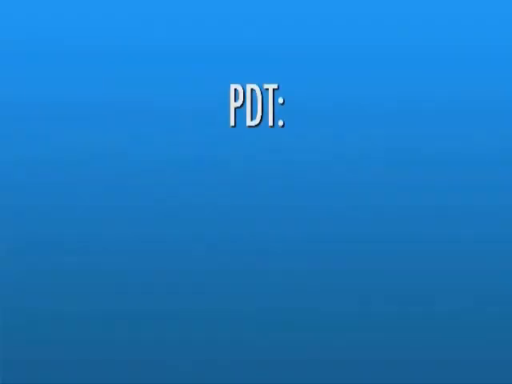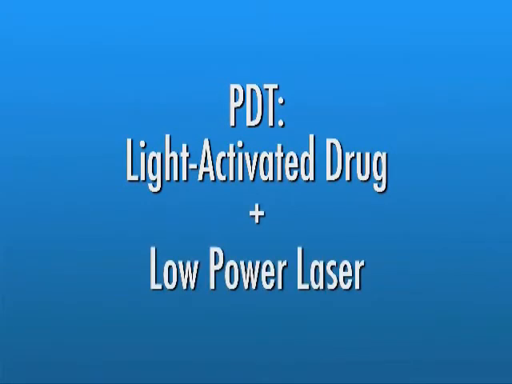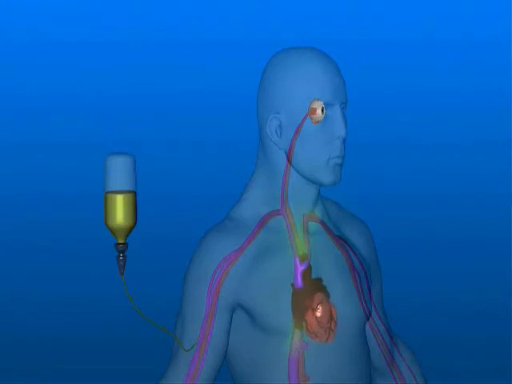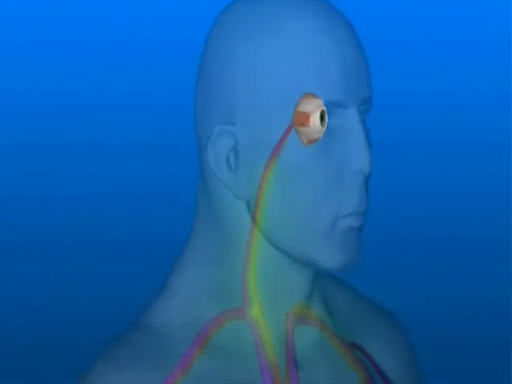This procedure uses a combination of a light-activated drug and a special low-power or cool laser. The photosensitive drug is injected into the patient through an intravenous infusion and travels to the abnormal vessels behind the central macula.